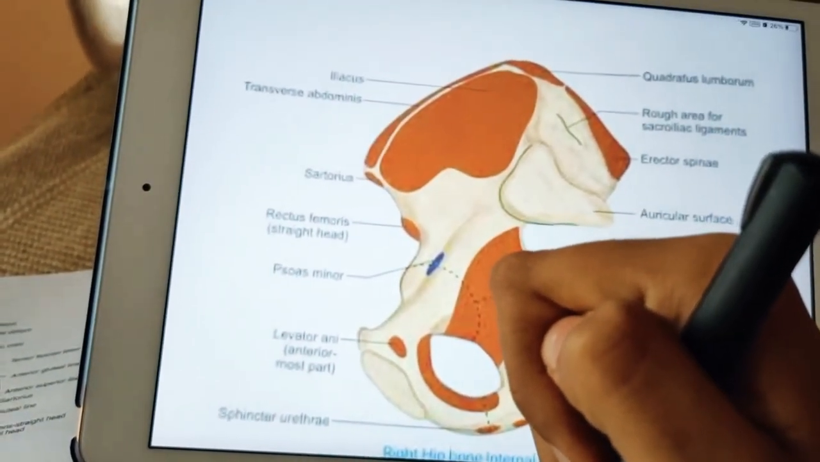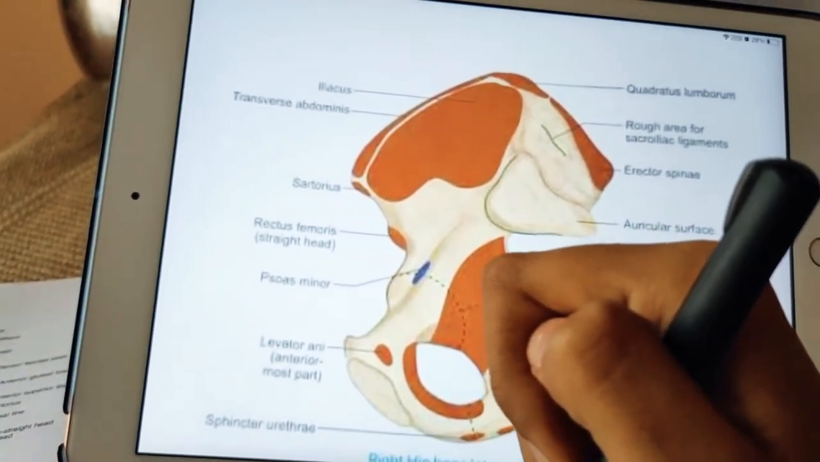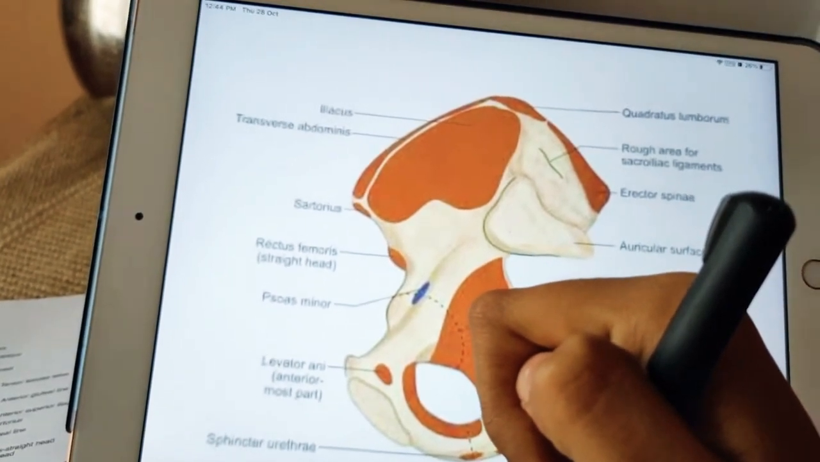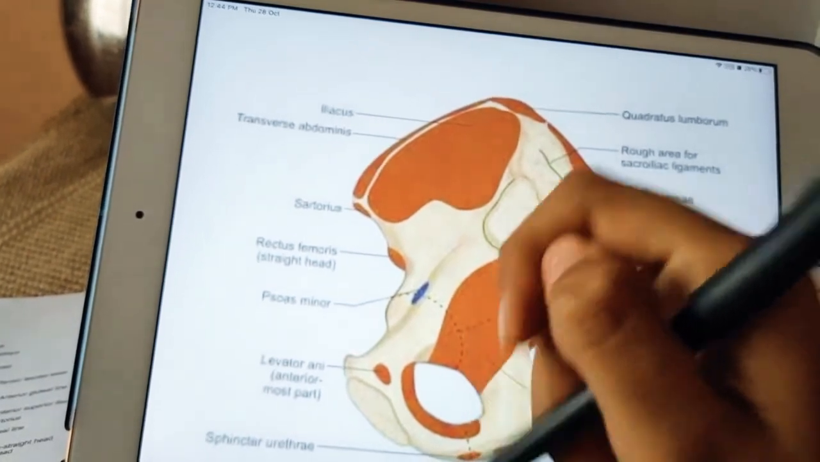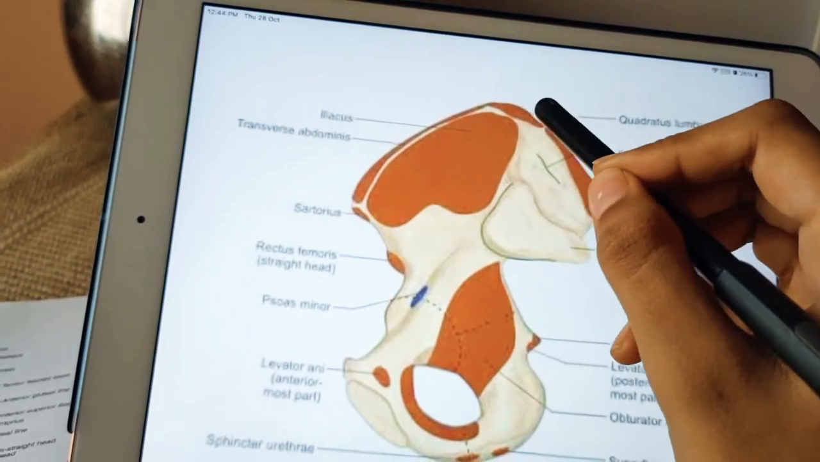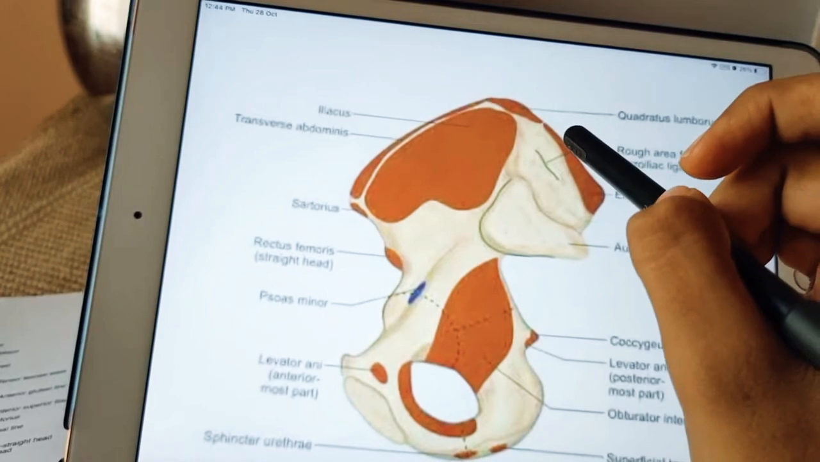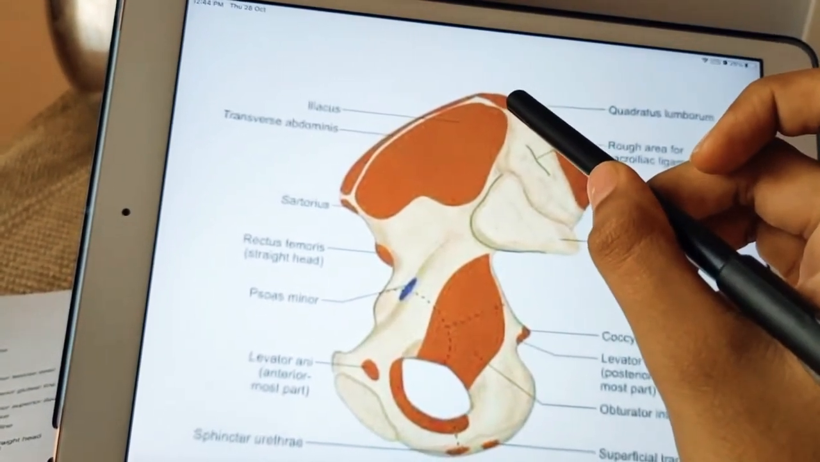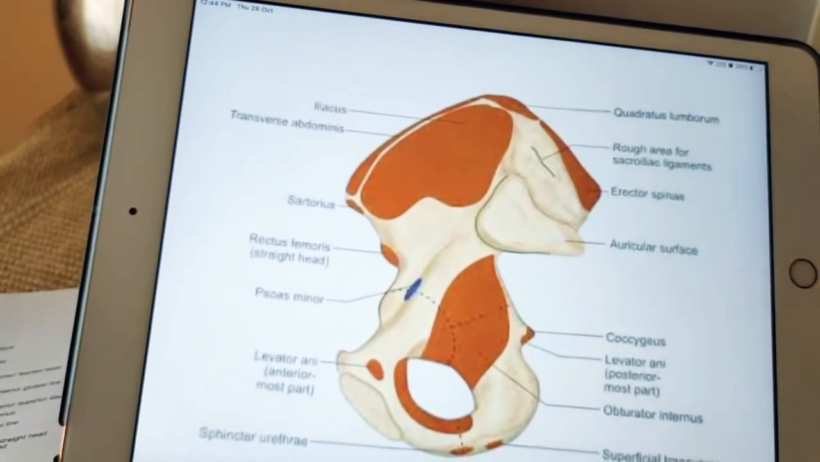They are all getting origin from the anterior 2/3, deep to the attachment of transversus abdominis, and to the fascia iliaca in its anterior 2/3. Next coming to the origin of quadratus lumborum. You can see this is the quadratus lumborum. Its origin is in the posterior 1/3 of the iliac crest, and here there is also attachment of thoracolumbar fascia around the attachment of quadratus lumborum.